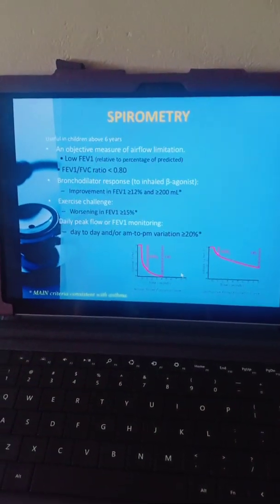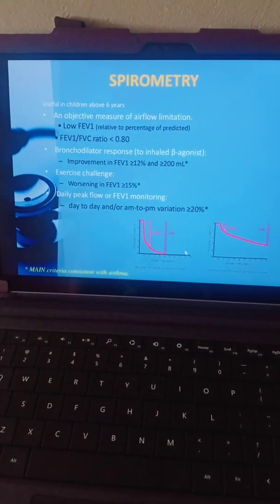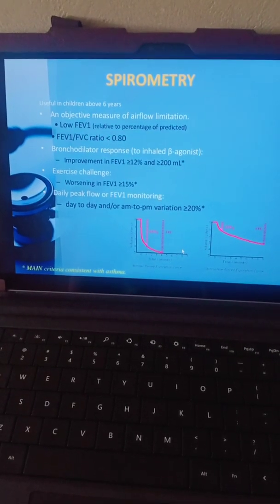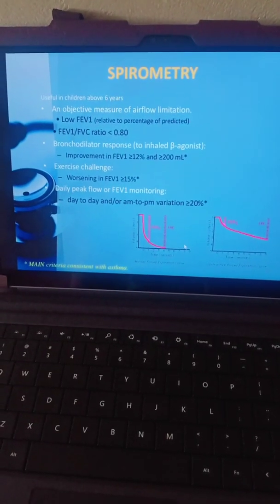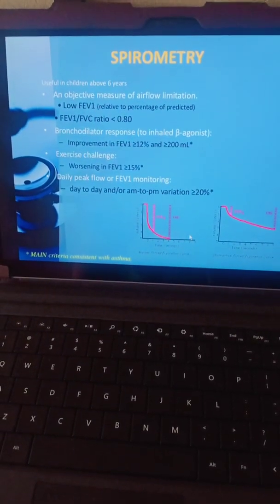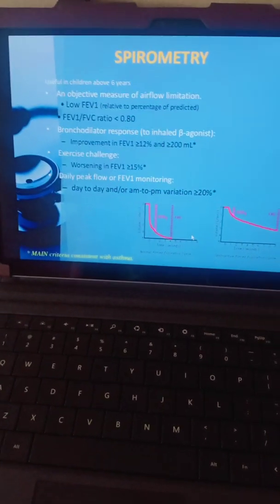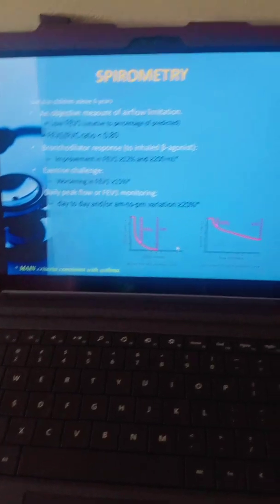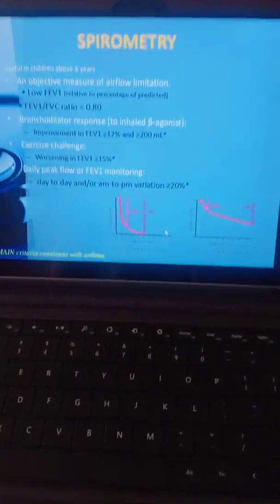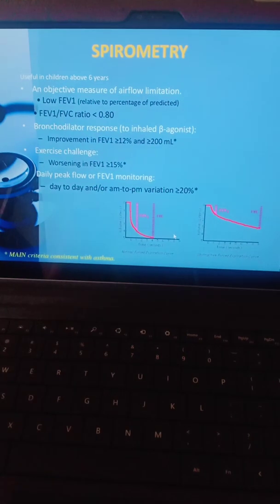Now spirometry. Spirometry is useful in children above 6 years of age. It is an objective measure of airflow limitation. You have to measure FEV1, forced expiratory volume in 1 second. The FEV1/FVC ratio is less than 0.8. Then you have to check for the bronchodilator response. There is an improvement in FEV1 by 12% or 200 ml if you give an inhaled beta-2 agonist to an asthmatic patient.